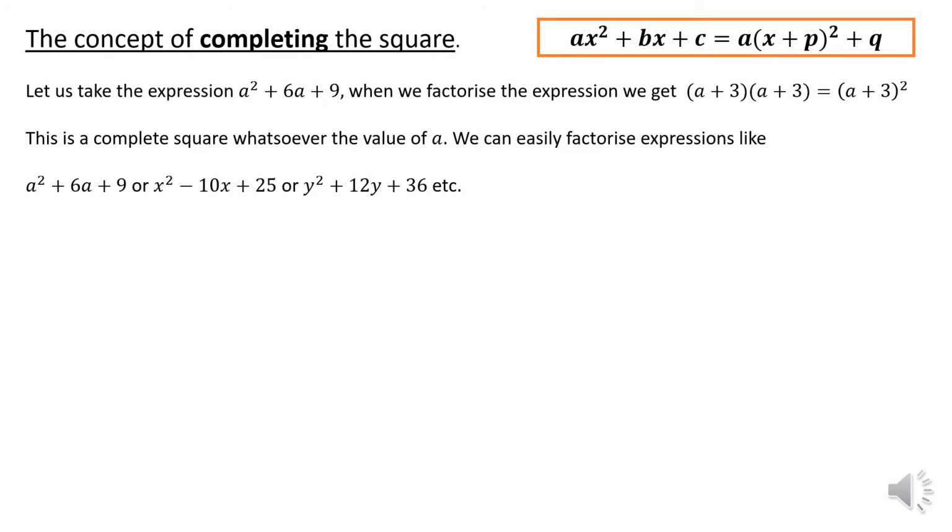Let us take an expression, for example, a squared plus 6a plus 9. When you factorize this expression, you get a plus 3 times a plus 3, which essentially reads as a plus 3 all squared. So this here is a perfect square trinomial, because whatever value you input for a, whether it's a positive or a negative value, once you add it with 3 and you square that, the answer will always be positive and the answer will always be a square number.